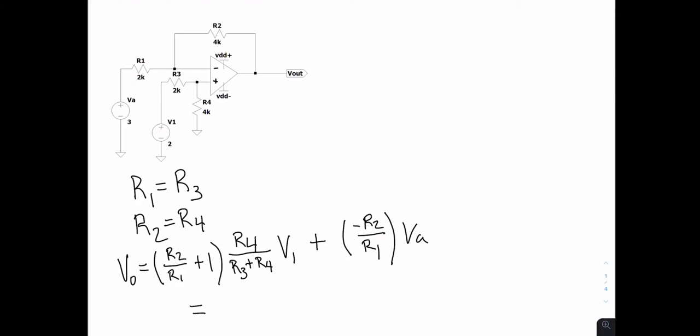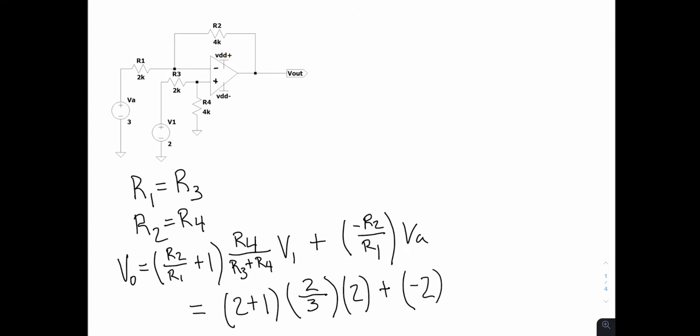Solving this out, you're going to have 2 plus 1 times 4 over 6, which is 2/3, times V1, which is 2, plus negative R2 over R1, which is going to be negative 2, times VA, which is going to be 3, which is equal to negative 2 volts.